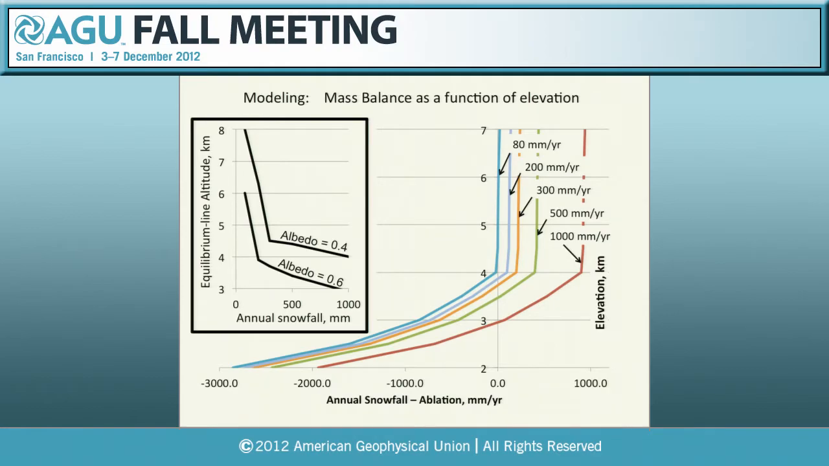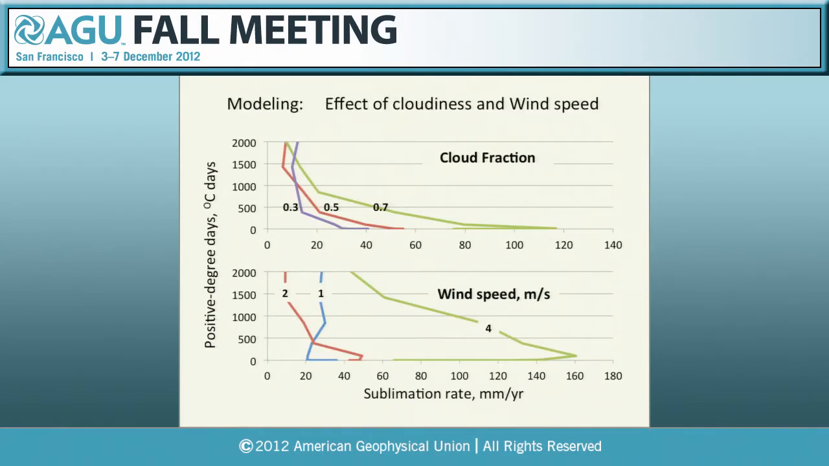So we have two different regimes, and this is just model equilibrium line results for different albedos. I'll skip a little. This is positive degree days versus sublimation rate, to test the sensitivity to different climate variables. One thing to say is that these sublimation-dominated ablation regimes vary a lot with cloud fraction or wind speed variables.